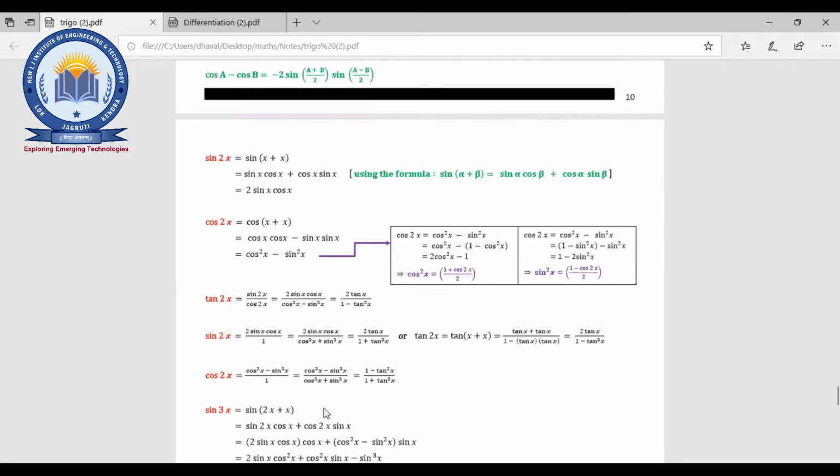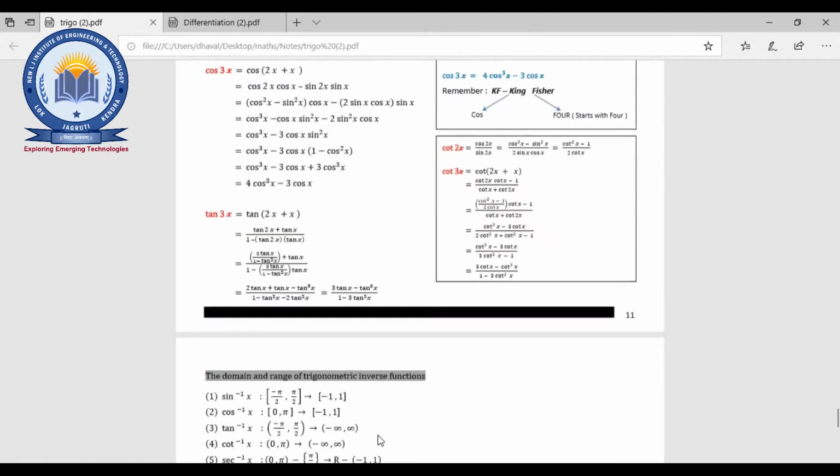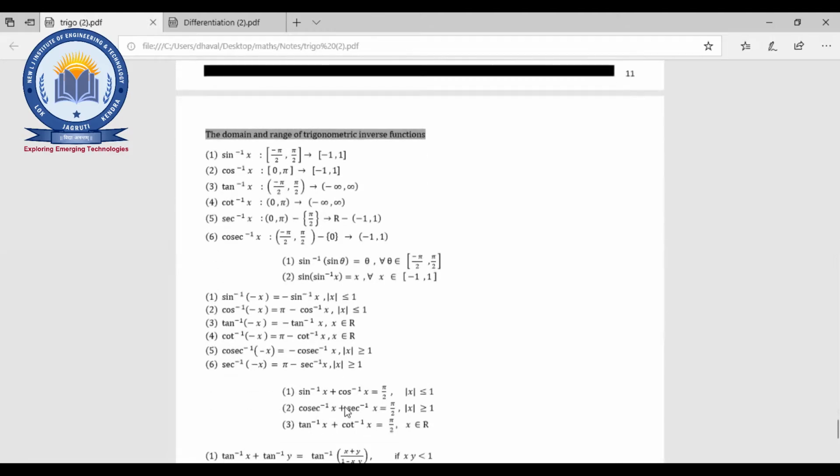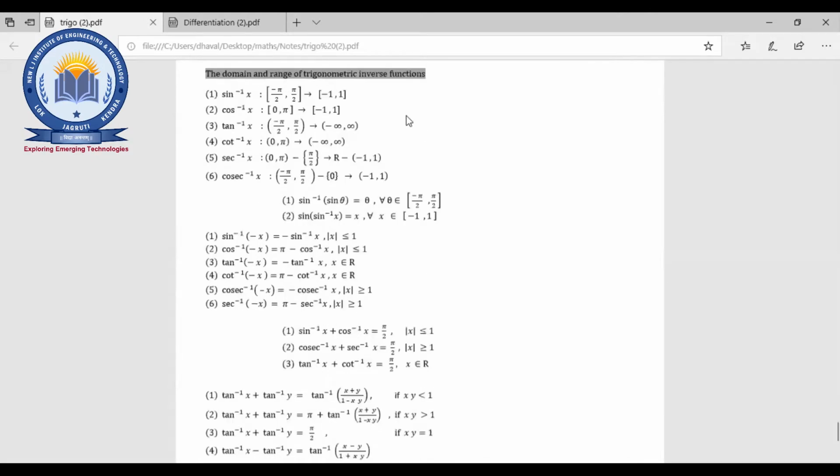So using that equation, you can derive the formula, right? So this is about what? Tan 3x. Fine. And somewhat the inverse functions are there. So you can go through that, right?